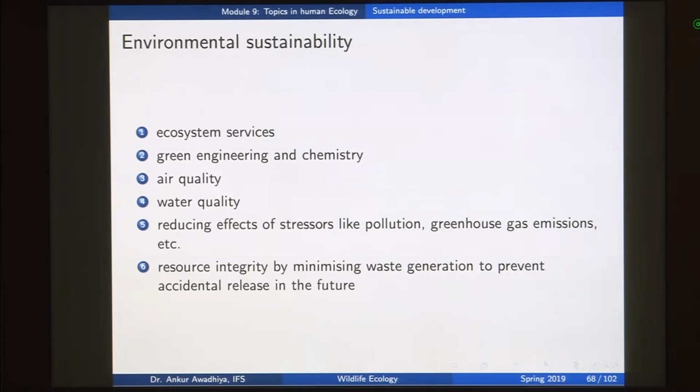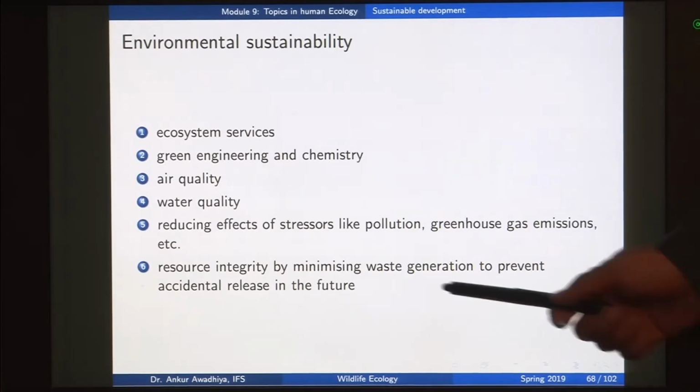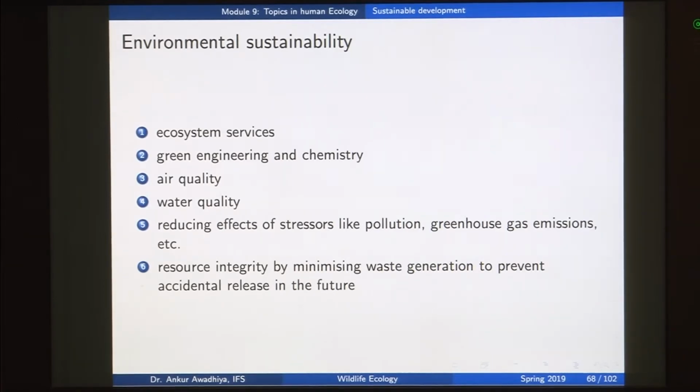We also talk about things like resource integrity by minimizing waste generation to prevent accidental release in the future. So, in this case what we are talking about is that when we are manufacturing something or doing any process, is there a way in which we can minimize the level of waste that is generated? Because if there is waste that is generated, that will have to be stored somewhere, and if this waste is stored somewhere, then probably in future there might be an accidental release of this waste.